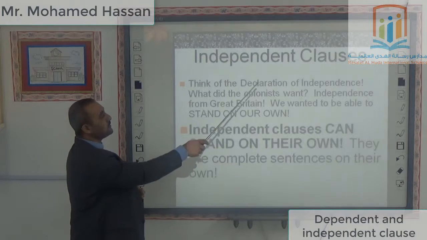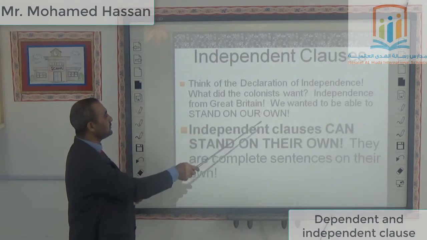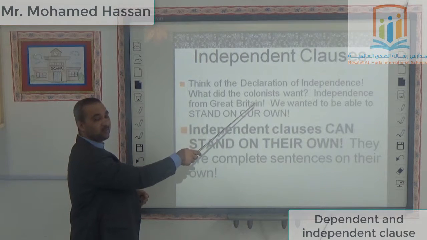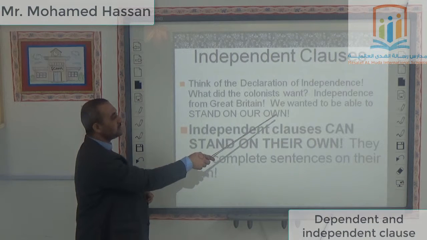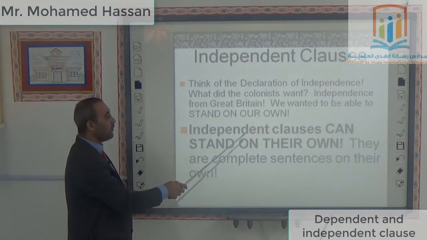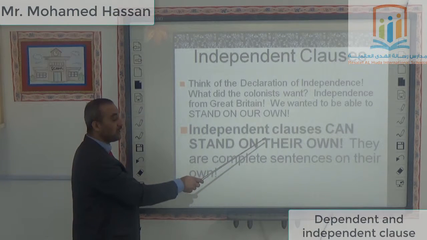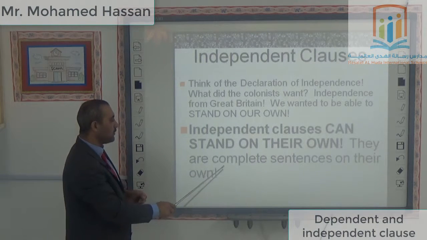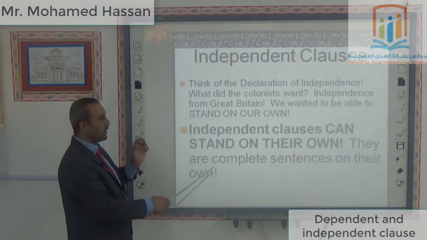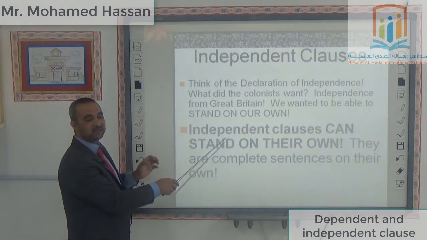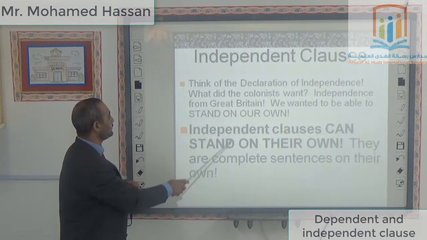Okay, independent clauses. Think of the Declaration of Independence. What did the colonists want? Independence from Great Britain. We wanted to be able to stand on our own. Independent clauses can stand on their own. They are complete sentences on their own. So, an independent clause can stand alone in a sentence. So it gives you a complete meaning, okay?